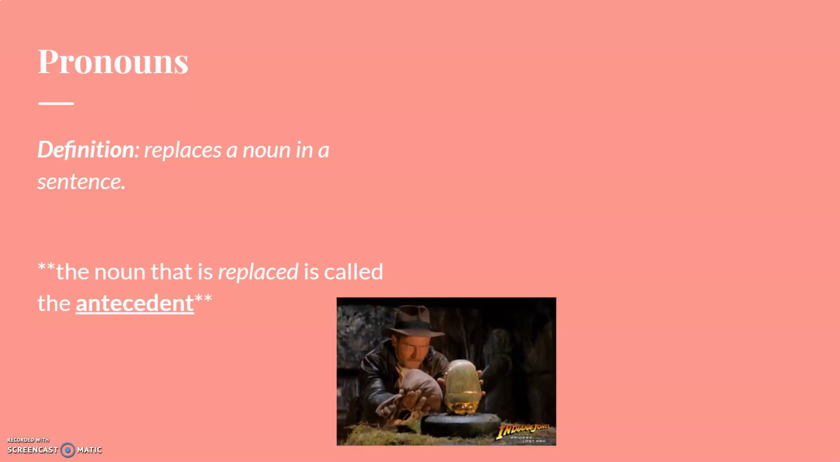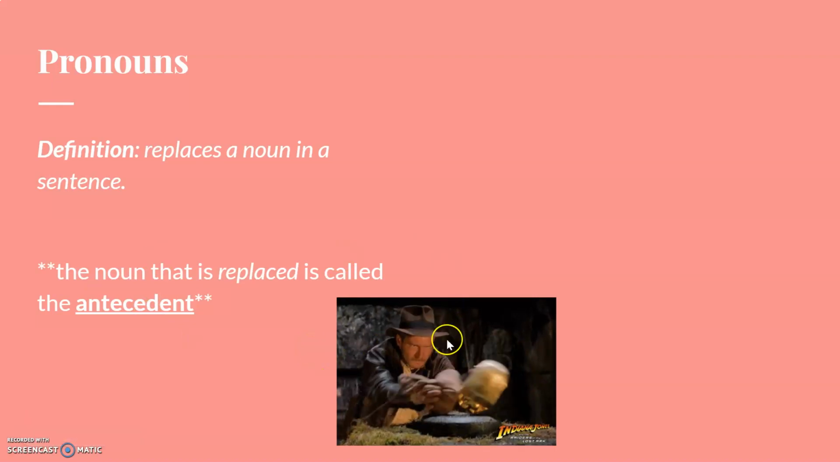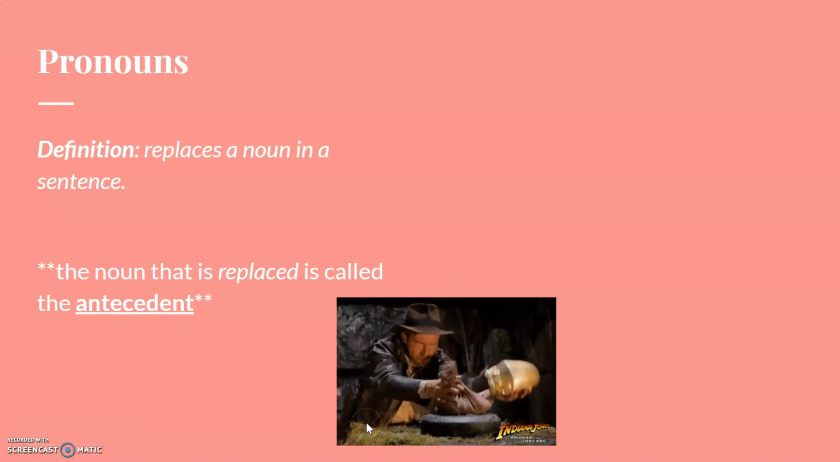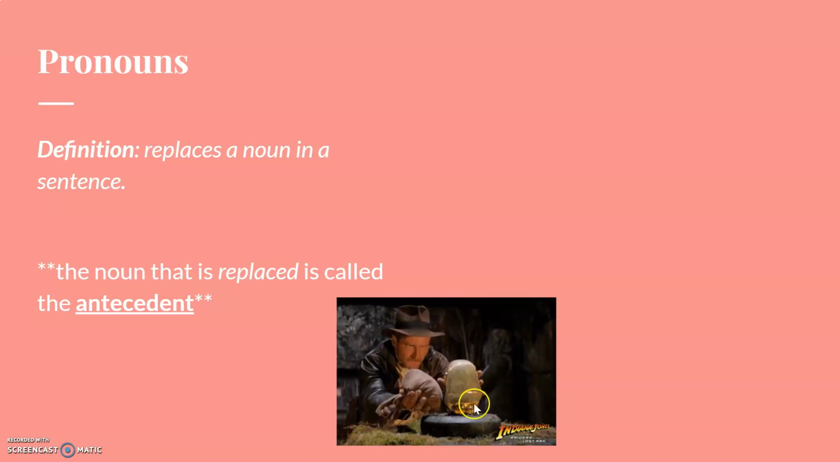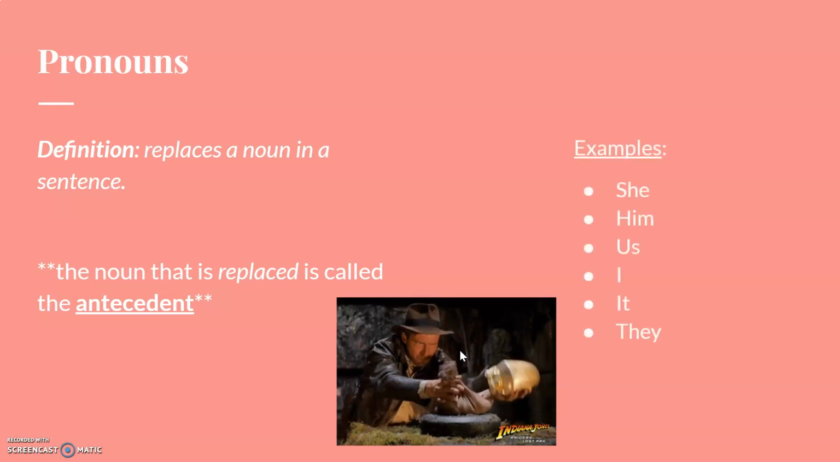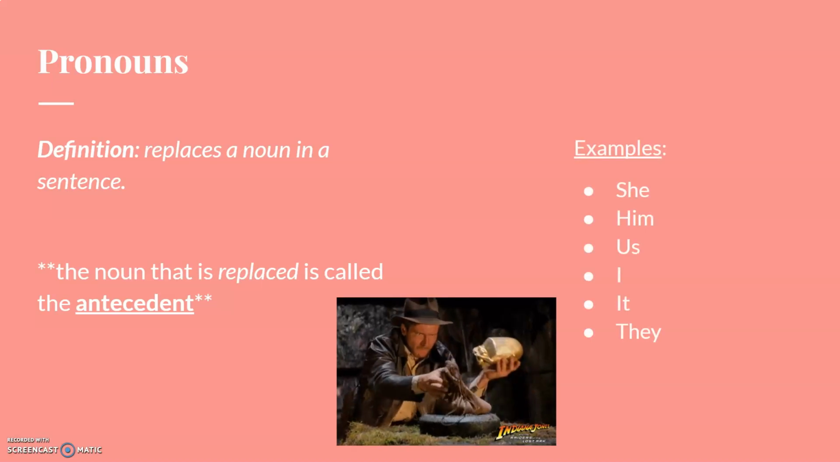Now, if you'll look at Indiana Jones down here, he is replacing that golden idol with a bag that weighs about the same. So that golden idol is the noun, and the bag is the pronoun. And once he replaces it, that golden idol is now known as the antecedent. So just to refresh your memory, some examples are she, him, us, I, it, they.